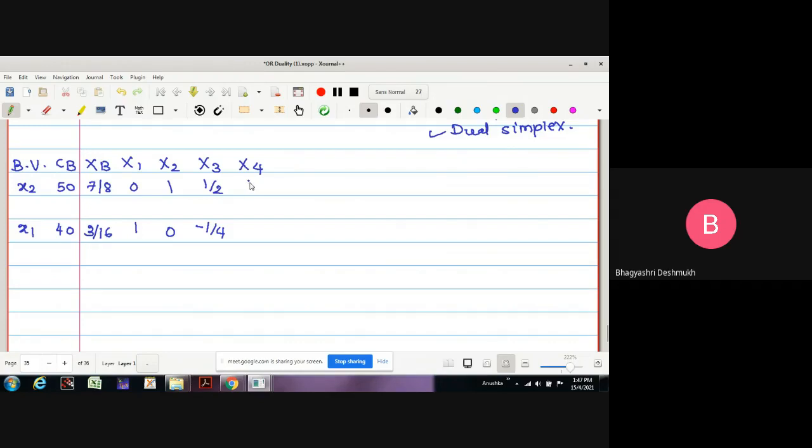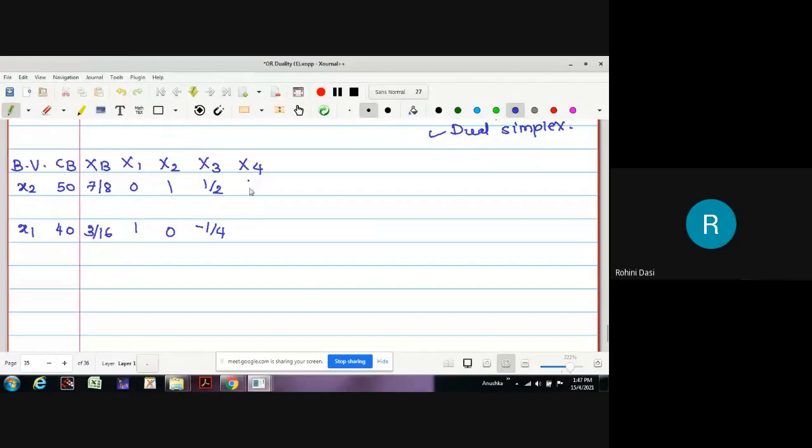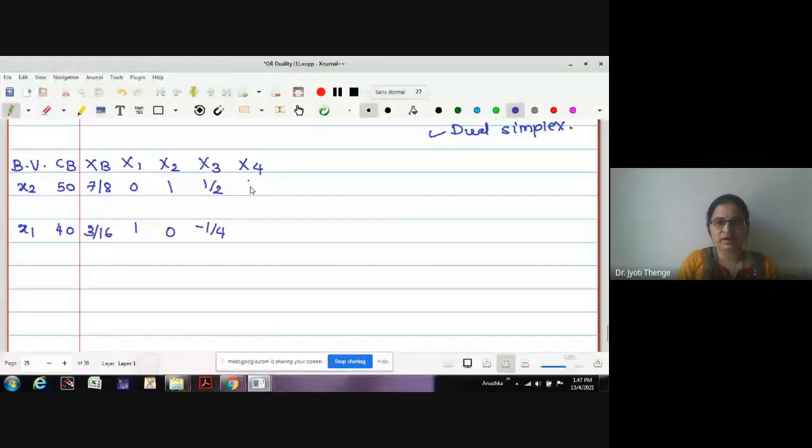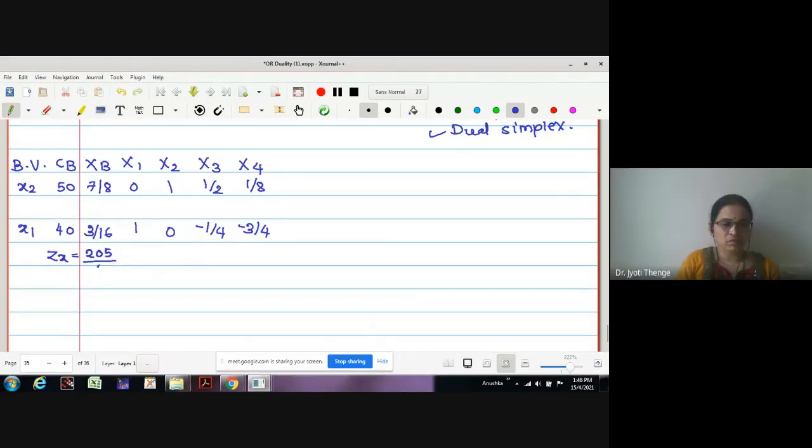Has anyone solved it? Yes, 1 by 8 and minus 3 by 4. You please check and tell me the other value. And what about the Zx value here? 205 divided by 4.